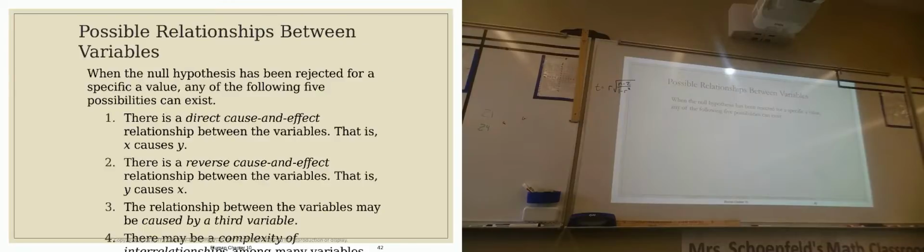When the null hypothesis has been rejected for a specific value, any of the 5 possibilities can exist. There is a direct cause and effect relationship, that is, X causes Y. There is a reverse relationship, Y causes X, which would make Y the independent variable. The relationship may be caused by a third variable, so we said time and temperature and maybe pressure, those could be the 3 relationships there. There may be a complexity of interrelationships between variables, which should be like the multiple regression piece of it.